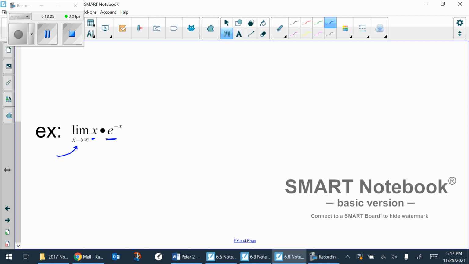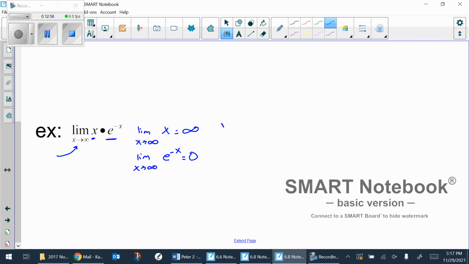So again, if I were doing a free response question, I'd have to say the limit as x approaches infinity of x is equal to infinity, and the limit as x approaches infinity of e to the negative x is 0. Free response, I've now earned a point because I've justified why I'm using L'Hopital. But I need this thing to be a fraction.